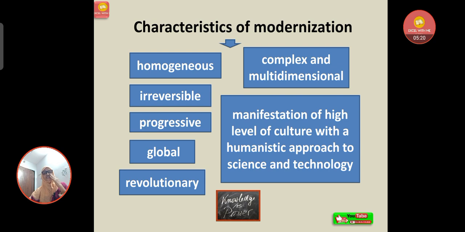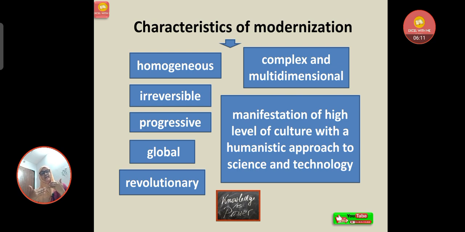Now let's see the characteristics of modernization here. Number one, homogeneous. That means it is a homogeneous process as it combines different societies in the world. Secondly, it is an irreversible process. We cannot reverse it. We can move forward with new things in future, but we cannot reverse it. And also it is progressive. Since social development is desirable and inevitable, it is directed to human well-being, we can say. That's why progressive. Then global, that is, modernization is a global process. The whole world is connected with it. It is universally being diffused among all social groups irrespective of caste, creed and race.